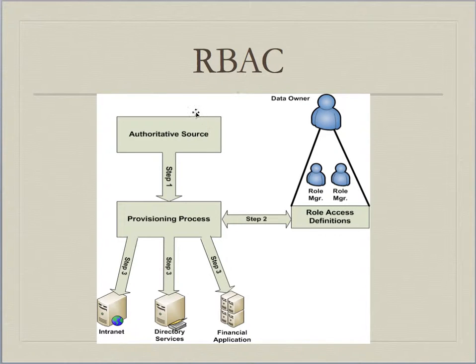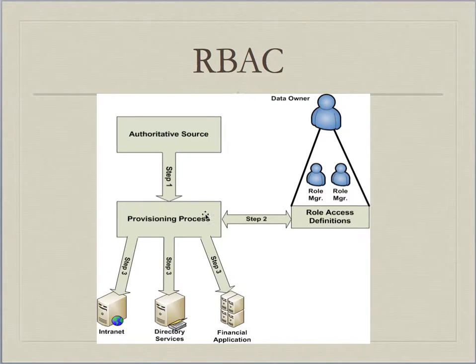So HR places a user into the authoritative source. A feed is provided to the provisioning process. The provisioning process looks at each new employee or each termination, goes over to the role access definitions, and says, okay, this user, a new user, belongs in this role. So based on that role definition, I need to provision an account for the intranet, provision an account in Active Directory, and provision an account in the financial application.